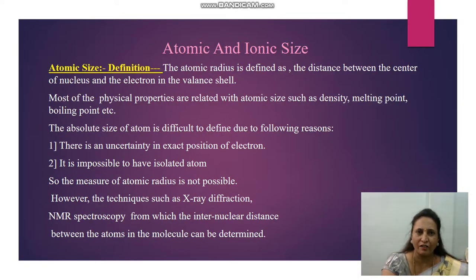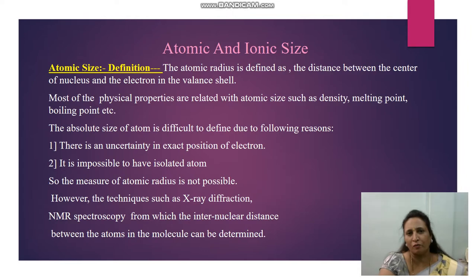First, definition of atomic size. Atomic radius is defined as the distance between the center of nucleus and the electron in the valence shell. Atomic radii किंवा atomic size म्हणजे न्यूक्लियसच्या सेंटर पासून तर लास्ट व्हॅलन्स शेल पर्यंतचं जे अंतर आहे त्याला म्हणायचं atomic size. Most of the properties, physical properties such as boiling point, melting point, densities depend upon the atomic size. So it is important to know the atomic size of the element.